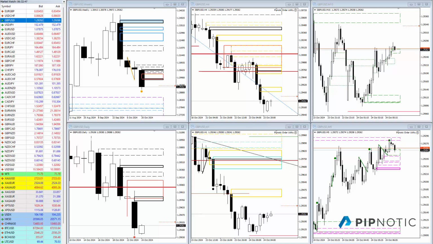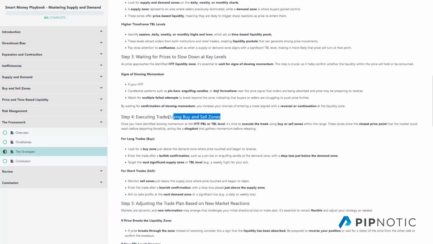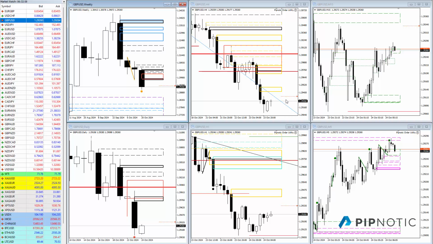So once price visits that on the entry time frame, we'll be executing trades using the buy and sell zones. Okay, and so here, buy and sell zones, supply and demand. Once price gets to this zone here, we're going to look for patterns to emerge and capitalize on those. So super simple, super exciting.